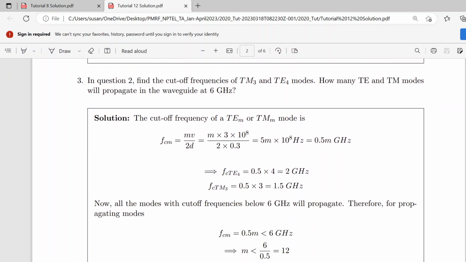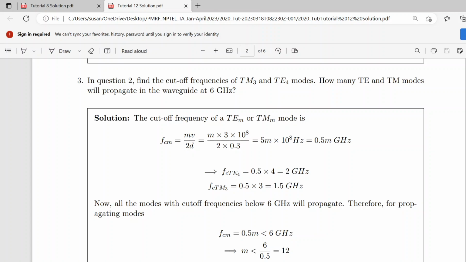Moving to the next question here. In the previous question, find the cutoff frequencies of TM3 and TE4 modes. How many TE and TM modes will propagate in a waveguide at 6 gigahertz? So for a TE or TM mode, how do we find the cutoff frequency?